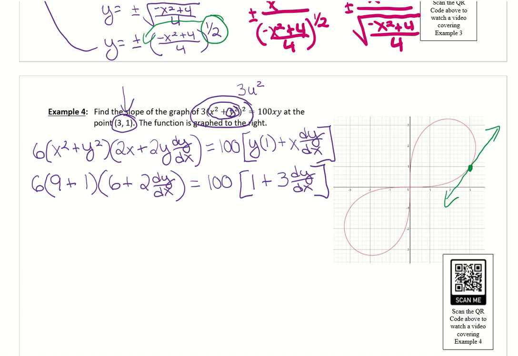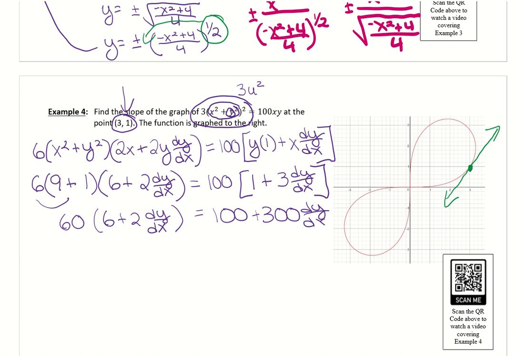So our goal is to keep cleaning up until we can get dy dx alone. So here, this is going to be 6 times 9. Oh, just kidding, 6 times 10. So that's 60 times 6 plus 2 dy dx. And over here, we're going to have 100 plus 300 dy dx. Then we're going to distribute that 60 through: 360 plus 120 dy dx equals 100 plus 300 dy dx.